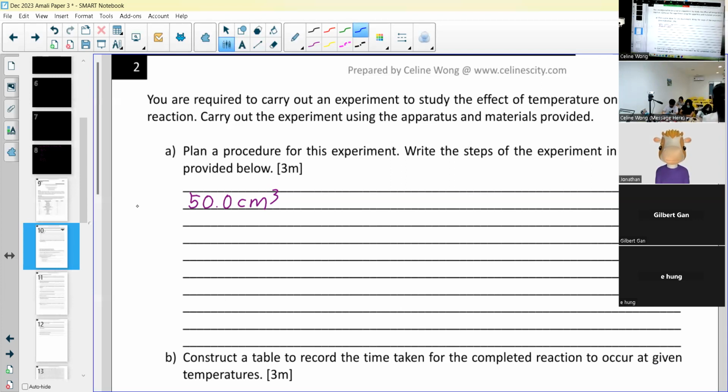Follow? Number three, heat the hydrochloric acid slowly until, depends on the temperature. What is the room temperature normally? 25, right? If you want your experiment, if let's say this one, you do it by yourself, you can heat it up to 30 so that you can finish your experiment faster. So we can say, heat the hydrochloric acid slowly until 30.0 degrees Celsius.